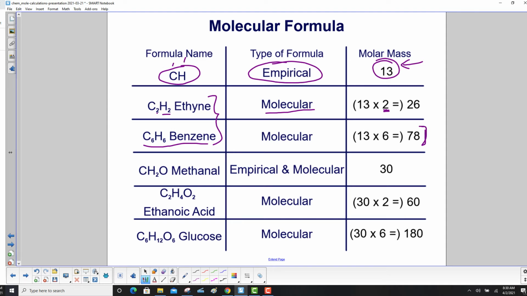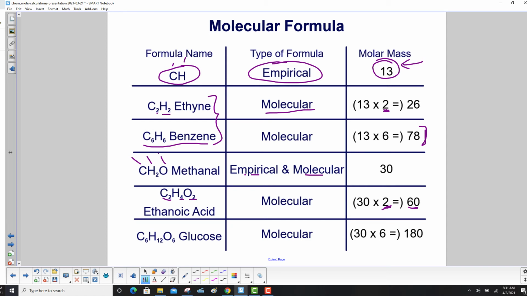Now, let's go over to methanol, CH2O. That's both empirical and molecular. That's the lowest whole number ratio, 1, 2, and 1, but that's also methanol, and that has a molecular mass of 30. Then, if we double each one of these, so we have 2 carbons, 4 hydrogens, and 2 oxygens, that's ethanoic acid. That's a molecular formula, right? Because it's 30 times 2, 60.